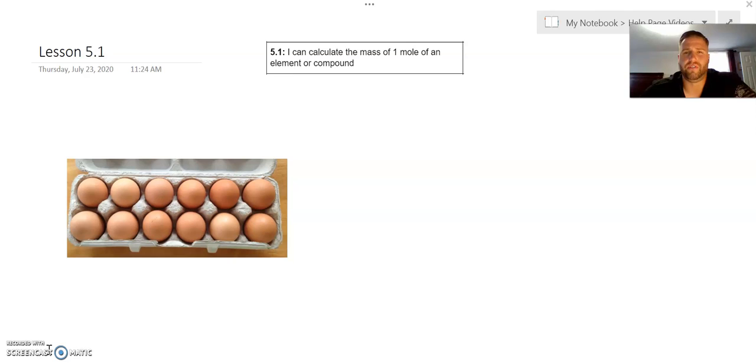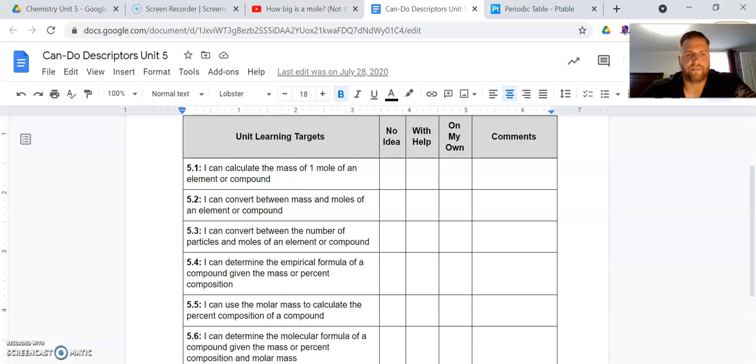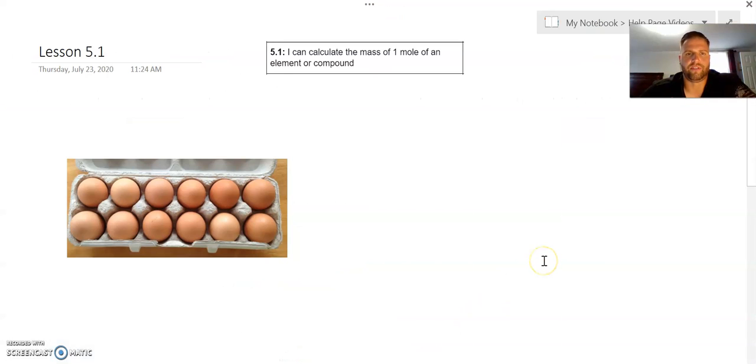So, the first skill of Unit 5 is 5.1. It goes like this: I can calculate the mass of 1 mole of an element or compound. And if you check your list, notice that we're here at the top. So, we got a bunch of skills to get through. This is the first one of the unit. Let's toggle back to the whiteboard and let's get after it.